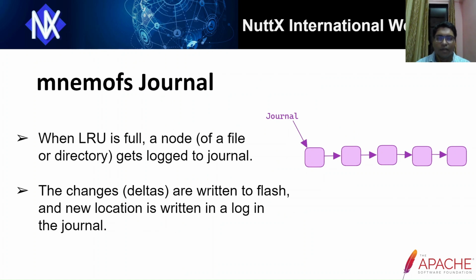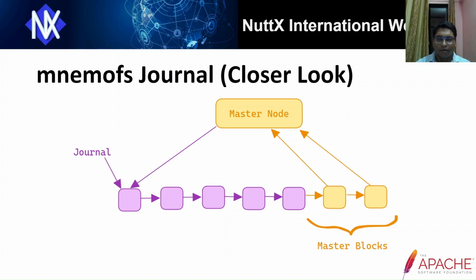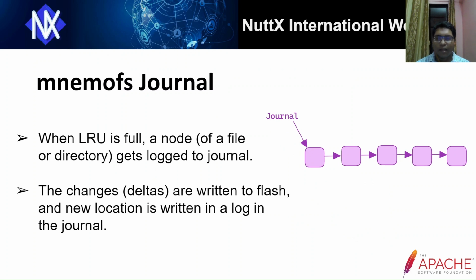The journal is a singly linked list of blocks on the flash. It has n plus 2 blocks, where the first n blocks contain the logs of files and directories, while the last two nodes contain logs of the master node. So when the LRU is full, a node which belongs to a CTZ list is written onto the flash, and then the new location is noted down in the journal in the form of a log.